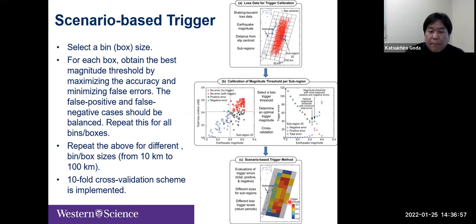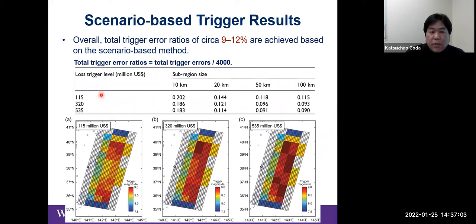And then we can do this kind of optimization for the different loss triggers, and also the different box sizes. So I show three cases, three trigger levels, and this is the 50 kilometer box size. This can be considered as the product, the trigger mechanism, for the scenario-based trigger method. For this particular data set, which I created, the best performance I was able to achieve is about 9 to 12% error. The error is simply defined as the total trigger error divided by the number of samples I had. So just to emphasize, about 10% error can be achieved for this data set.